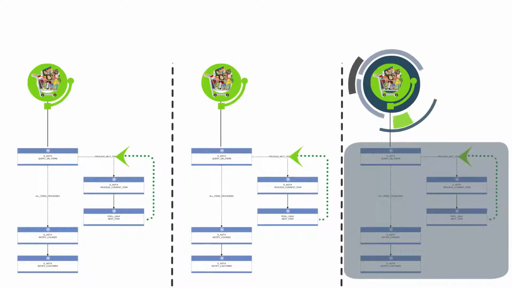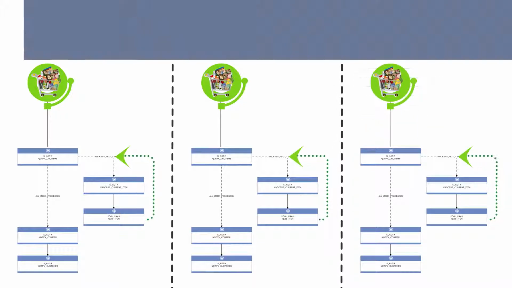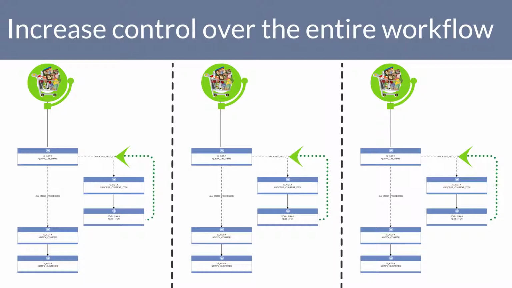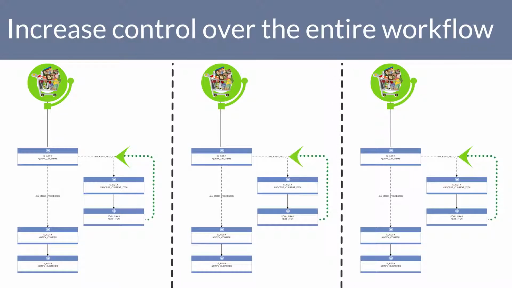By combining two powerful features, the automation of iterative workflows and the condition-based workflow triggering, Rob can finally increase control over the entire workflow and process the orders in real time to meet his company's needs.